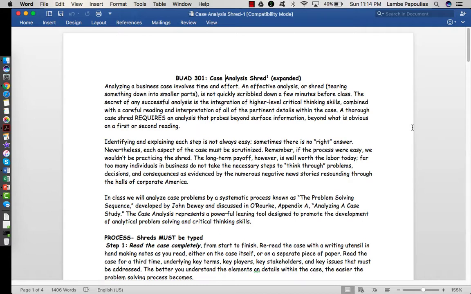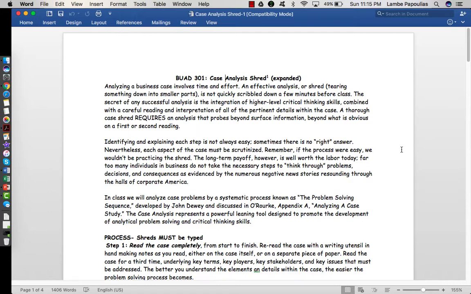The secret of any successful analysis is the integration of higher level critical thinking skills combined with a careful reading and interpretation of all of the pertinent details within the case. So you're going to be shredding this case. You're breaking it down to figure out what the issue is and providing solutions for it. A thorough case shred requires an analysis that probes beyond surface information, beyond what is obvious on a first or second reading. Identifying and explaining each step is not always easy.